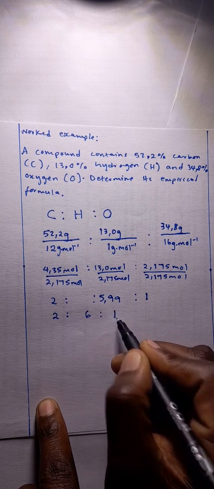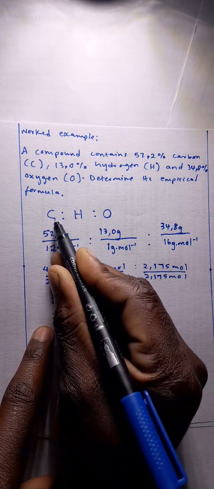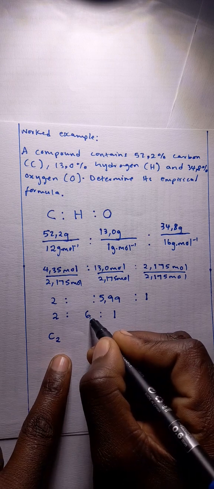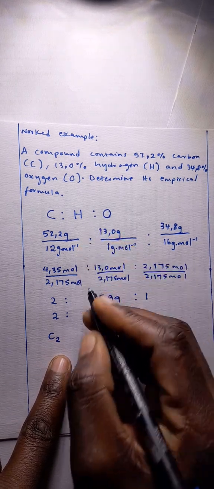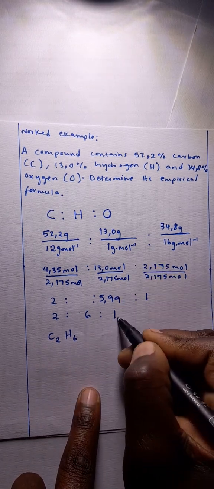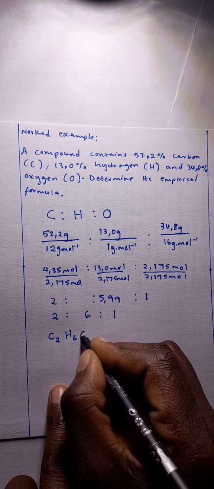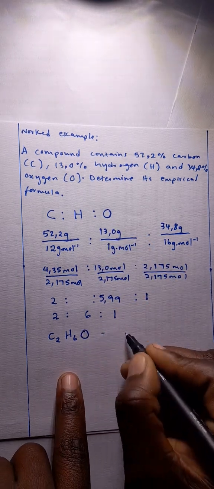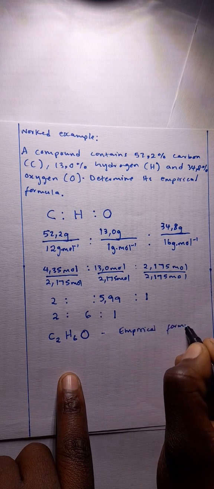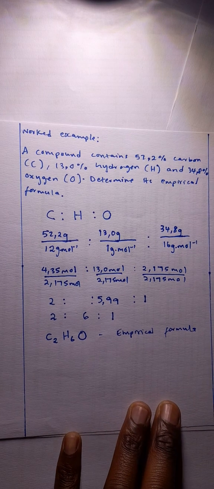So you are going to have 6 and then 1. Therefore, this 2 belongs to carbon. So we've got 2 carbon atoms. This 6 belongs to hydrogen. You have 6 hydrogen atoms. This 1 belongs to oxygen. There we go. This is your empirical formula. I hope that was not difficult.